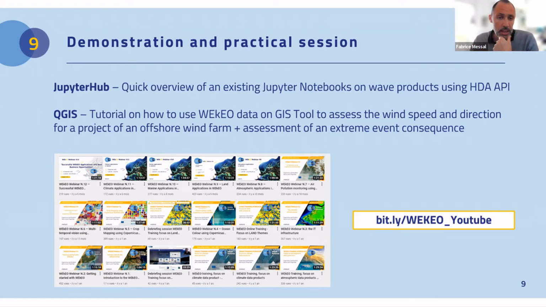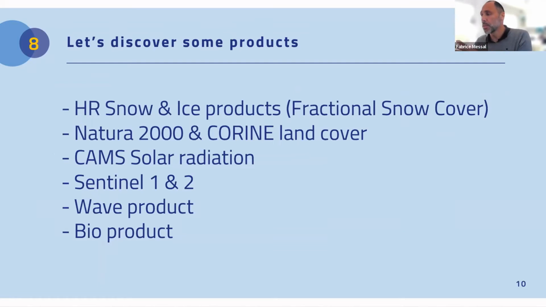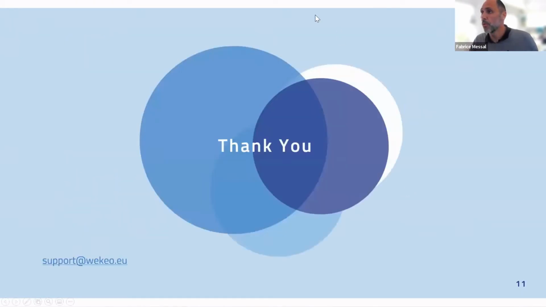And now I will dive directly into the website and the viewer to show you some products: snow and ice products, Natura 2000, solar radiation, Sentinel-1 and 2, wave products and bio products. So now let's dive into the website.